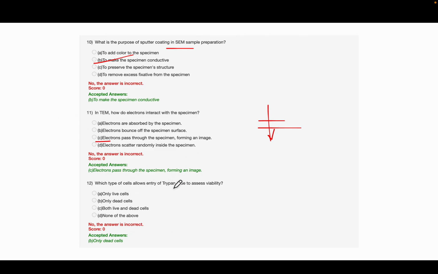Which type of cells allow entry of trypan blue? Dead cells. Only dead cells allow entry of trypan blue.